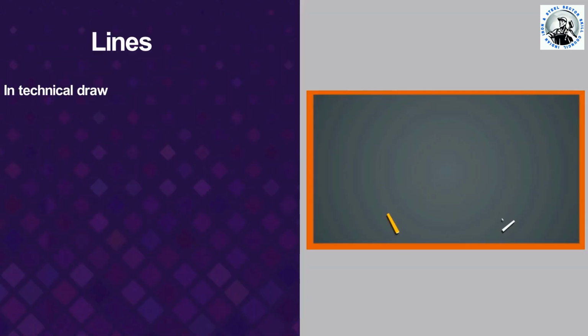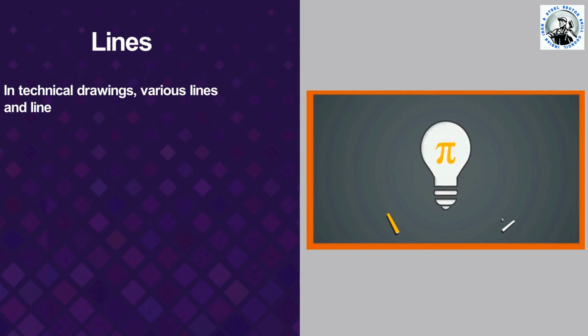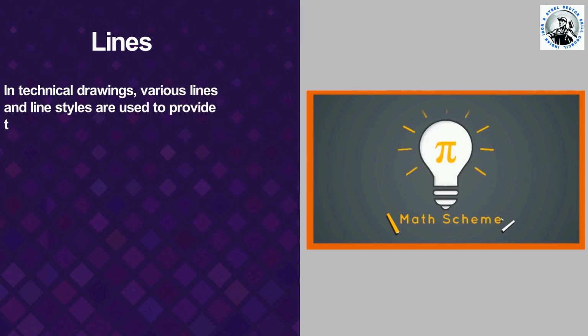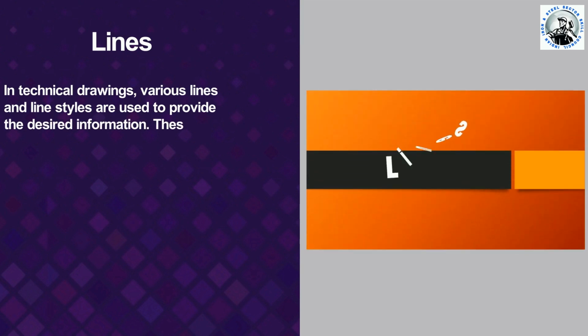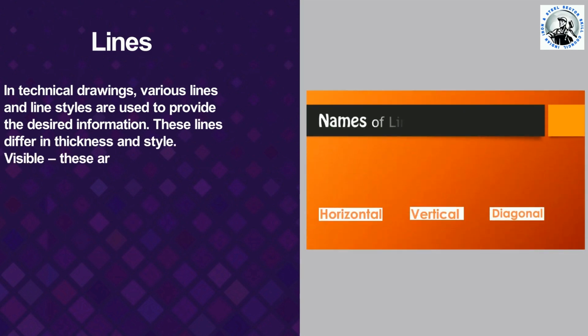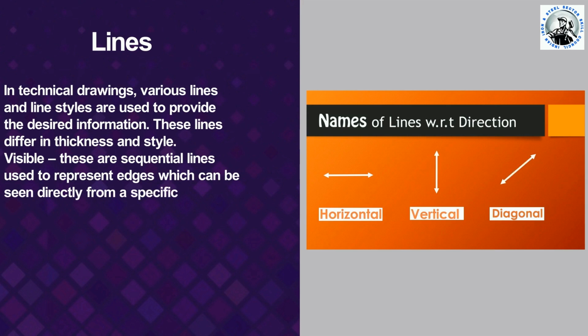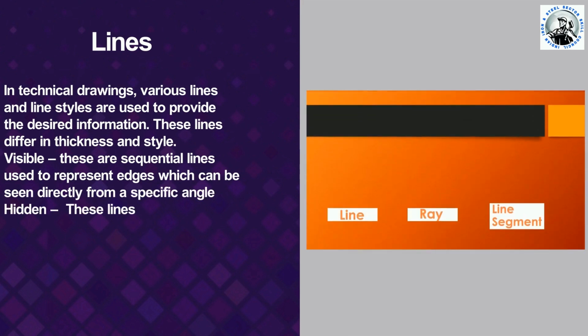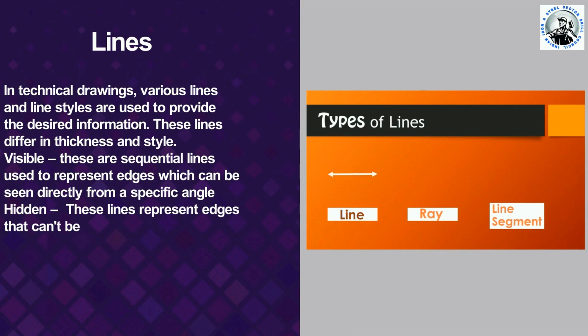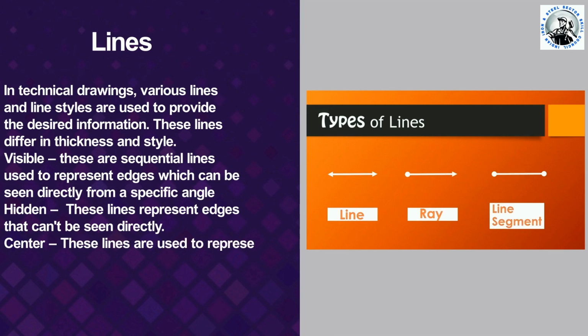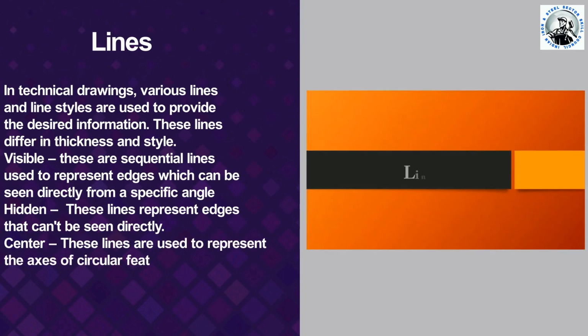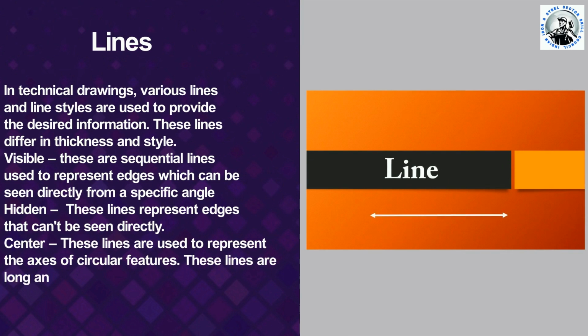In technical drawings, various lines and line styles are used to provide the desired information. These lines differ in thickness and style. Visible. These are sequential lines used to represent edges which can be seen directly from a specific angle. Hidden. These lines represent edges that cannot be seen directly. Center. These lines are used to represent the axis of circular features. These lines are long and short dashed.